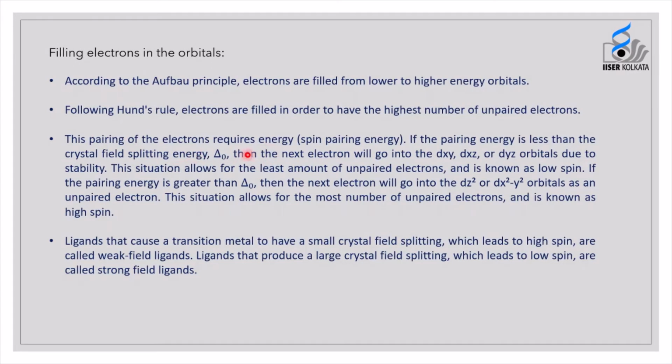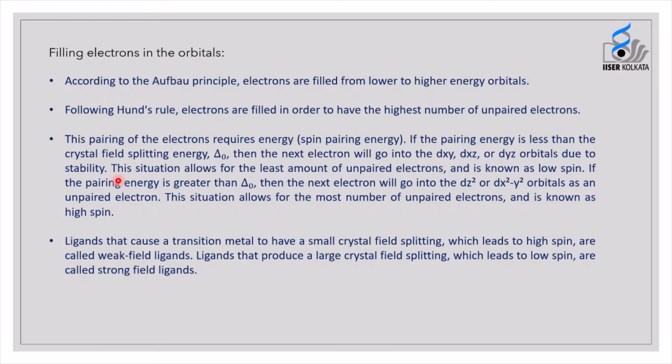Now the point I want to say is that if your pairing energy is less than the crystal field splitting energy delta O, meaning the energy required to pair electrons is less than the energy required to go to the upper state, then the electron will prefer to pair, because less energy is costing there. So the next electron will go into the dxy, dxz or dyz orbitals due to stability. It will not go in the upper orbital, as the pairing energy is lesser, so it will pair first. This situation allows for the least amount of unpaired electrons.